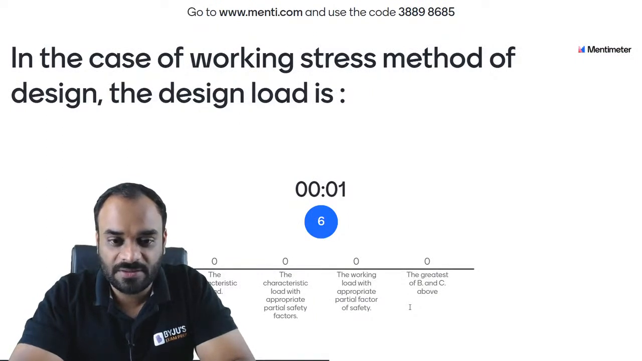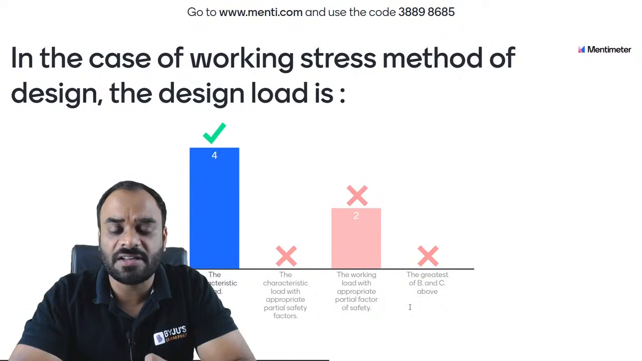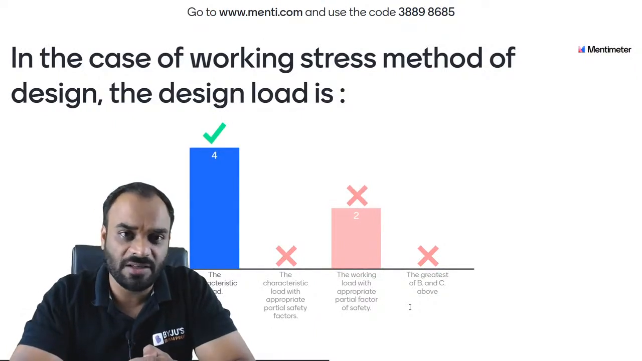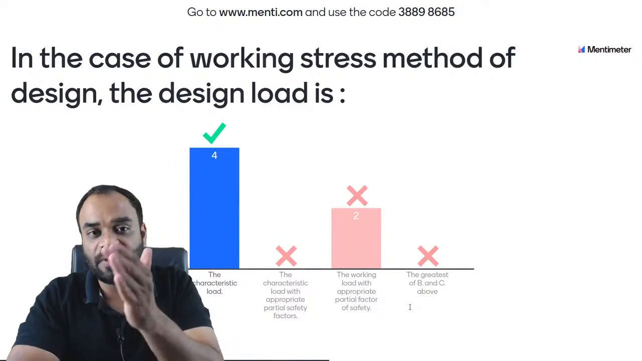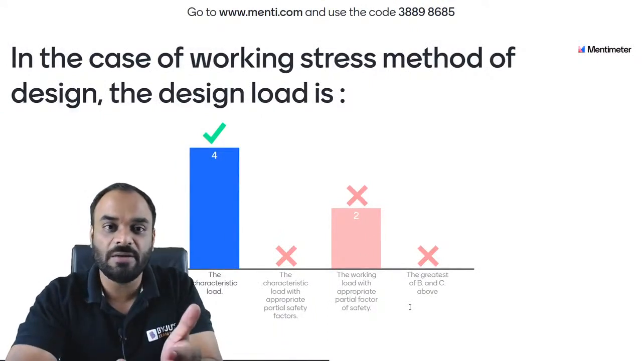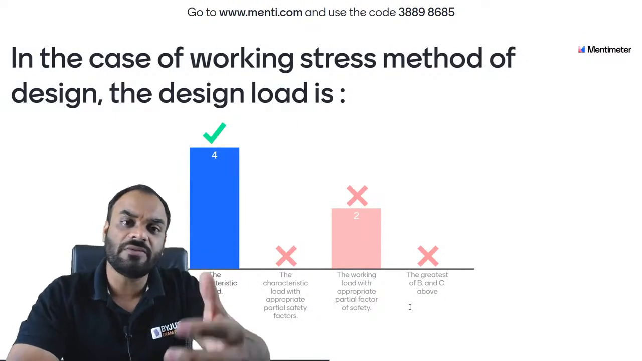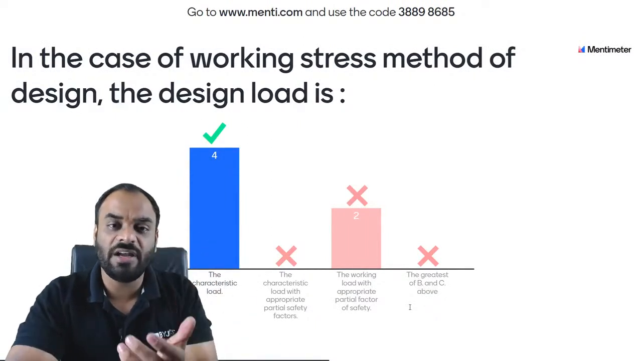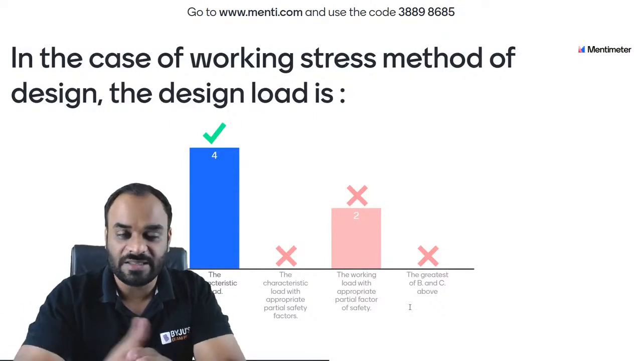Let's see, guys. Yes, definitely it is the characteristic load. In case of working stress method, we need to use the characteristic load as our design load. But in case of LSM method, we need to multiply the characteristic load by the partial factor of safety so that we will get our design load. And that's the difference between the working stress method and the LSM method, right?